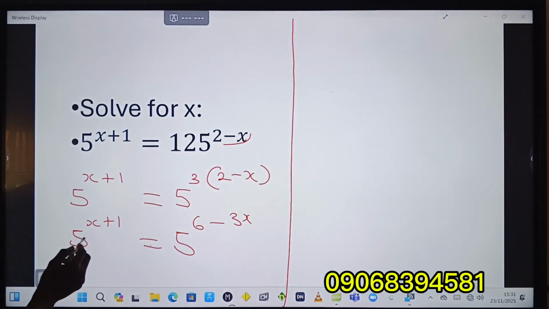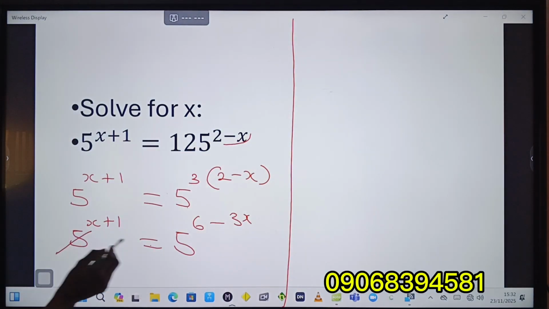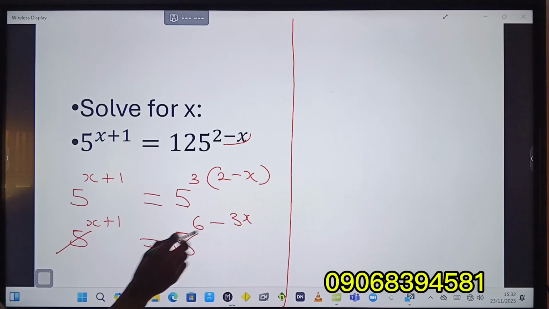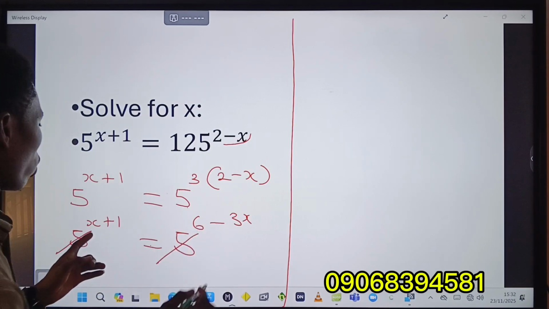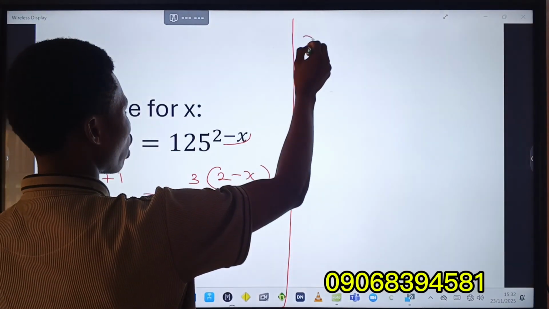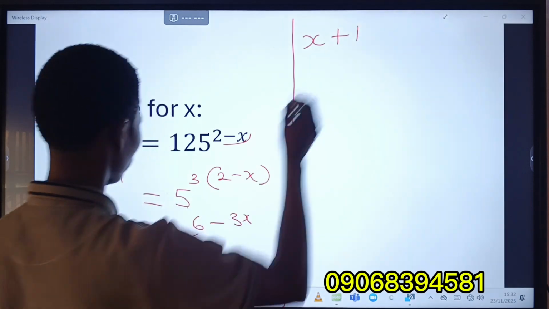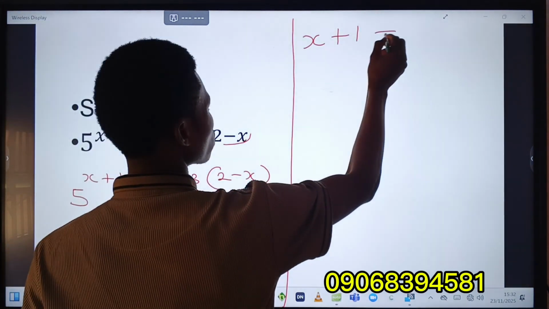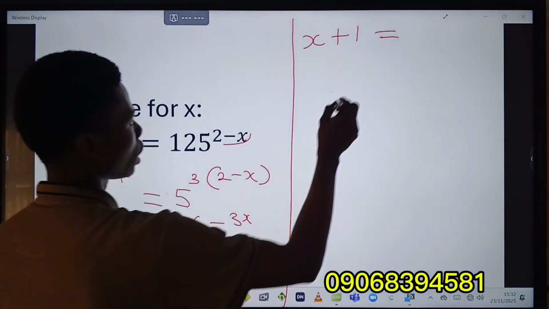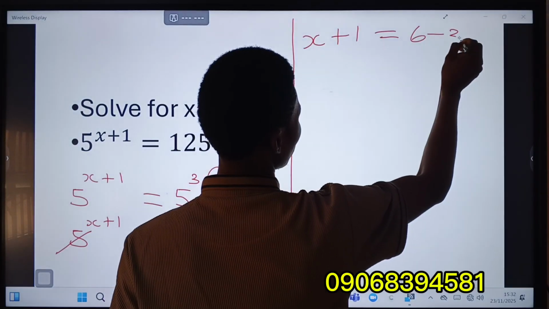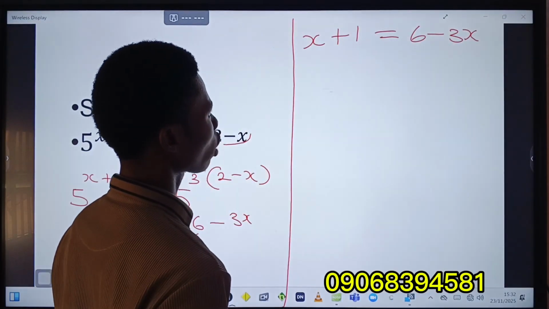At this point, you're almost done. If you notice, the bases are the same here. This 5 can cancel this 5. So we'll just take the powers. We just equate the powers. So equating the powers, I will have x plus 1 equals 6 minus 3x. At this point, I collect like terms.